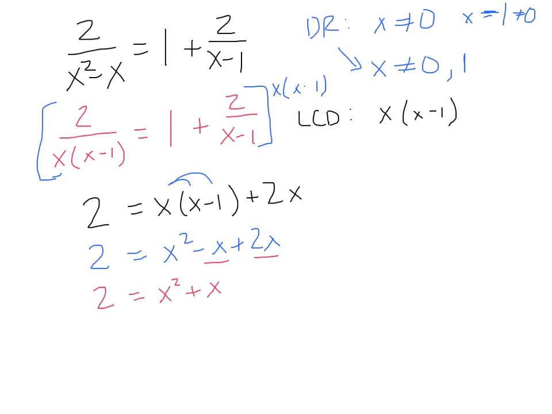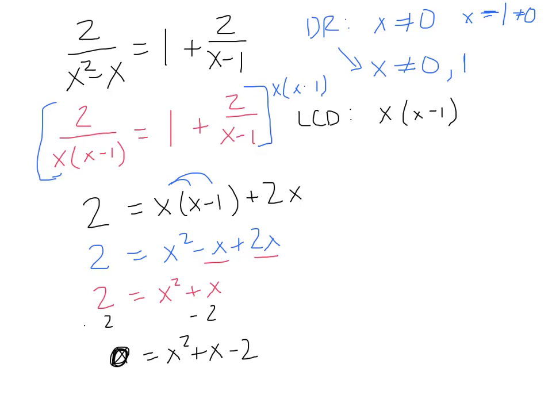And hurrah, this is a quadratic, which means we need to move the 2 and get equal 0. Subtract 2 from both sides. We end up with 0 equals x squared plus x minus 2.